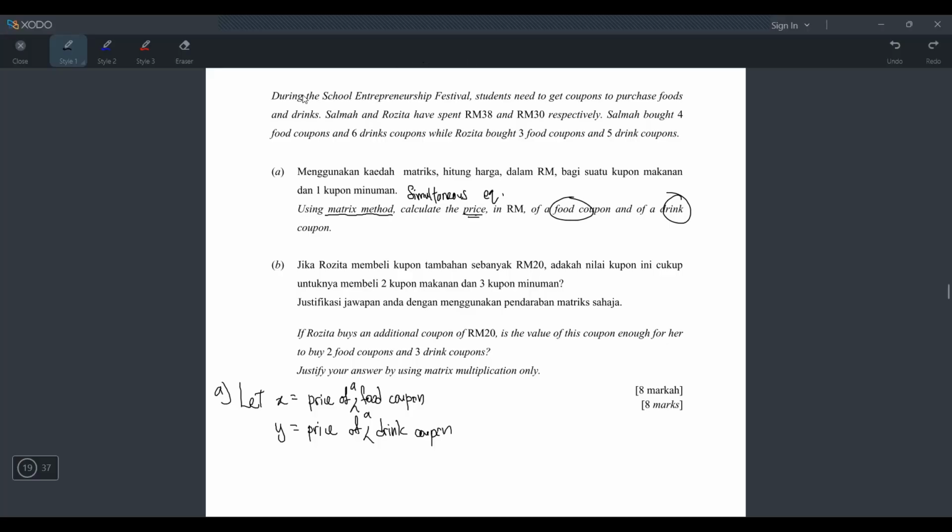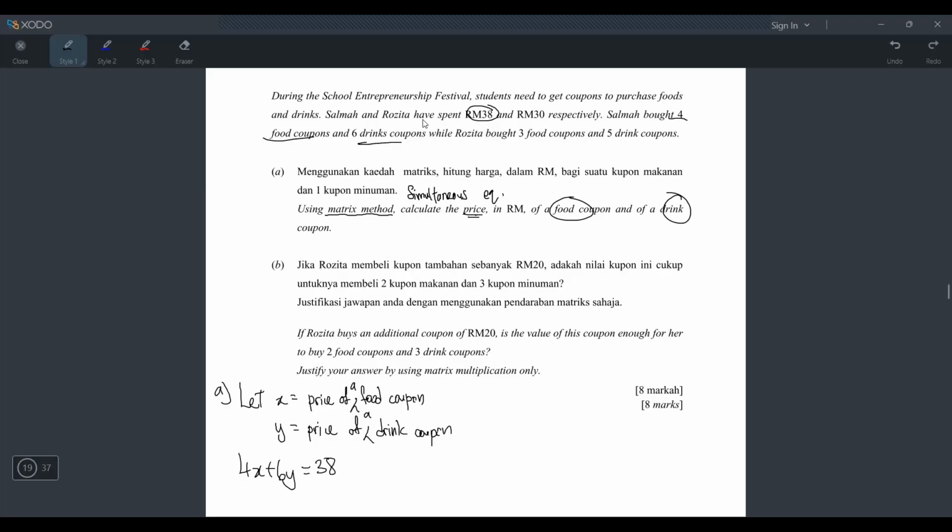Now only we read. During the school entrepreneurship festival, students need to get coupons to purchase foods and drinks. Salma spent 38 ringgit and Salma bought 4 food, 6 drink coupons. It means Salma has to pay 4x plus 6y, because 1 food coupon is x ringgit. So if she bought 4, you have to pay 4x, plus the 6 drinks, which is 6y, and we know the total she spent is 38. So that's your first equation.